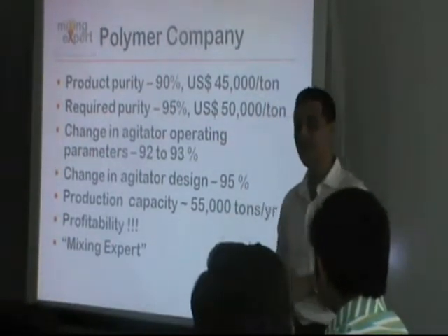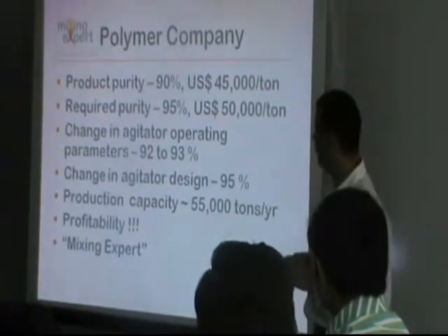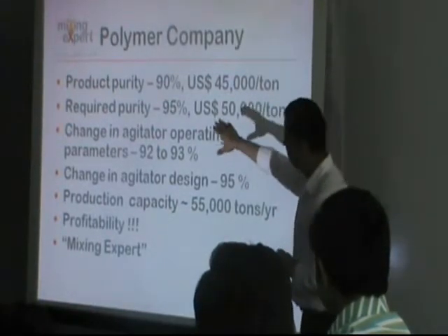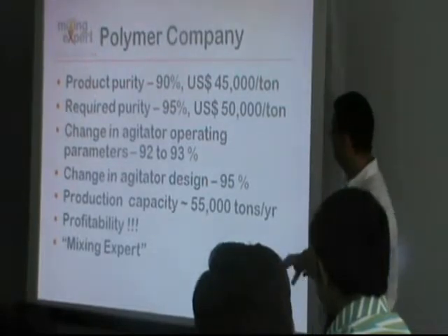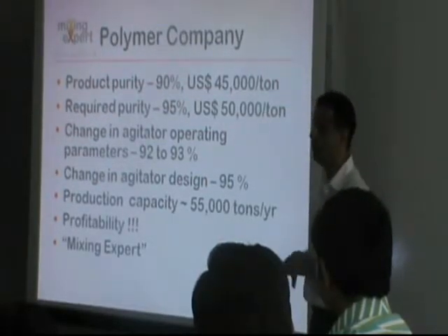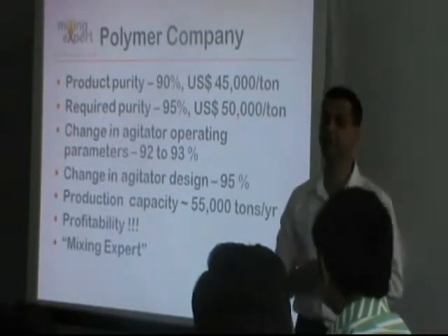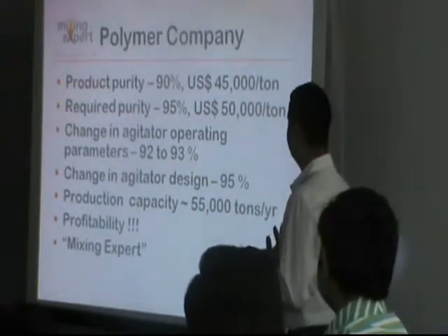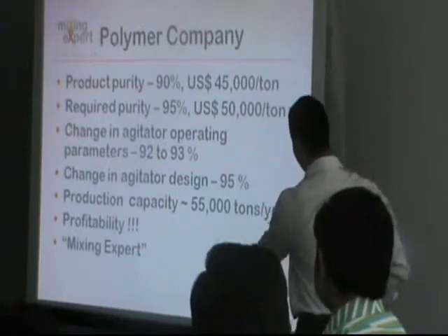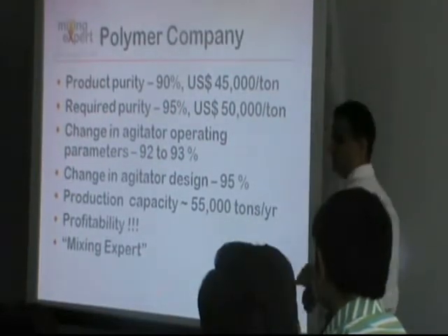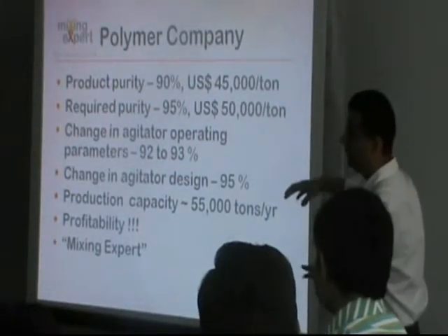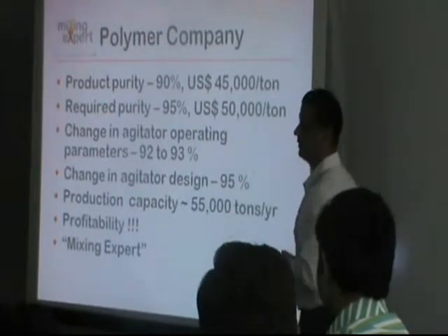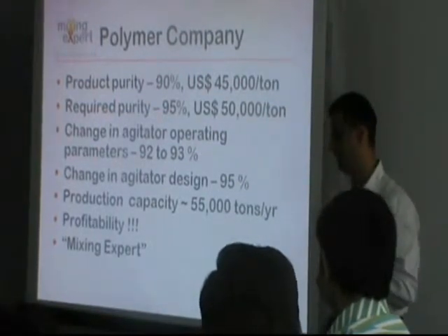Now, once they were able to establish that 90%, they realized that if they would increase their purity levels to 95%, there could be a good jump in the value of the product that they would get. They would have a much bigger market. And considering that they were making 55,000 tons a year, the value that they would derive out of this is going to be phenomenal.